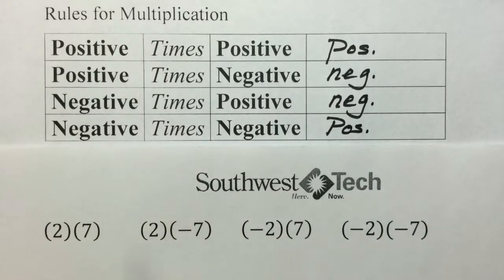And to illustrate that, here I have two positive numbers together. The product is positive. A positive times a negative is a negative. Regardless of order, because of the commutative property, we still have a negative times a positive, resulting in a negative. And last, a negative times a negative is a positive 14.